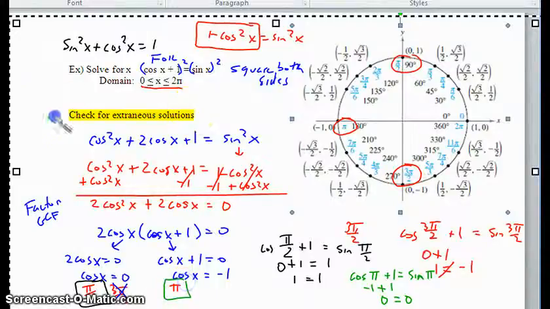So that's why it's important that you check for extraneous solutions, because in this problem, we noticed that the 3 pi over 2 did not check out. You don't always have to use your calculator to get the answers, especially when it's something as easy as this one. I think this one is a lot easier to check by using the unit circle versus the calculator.